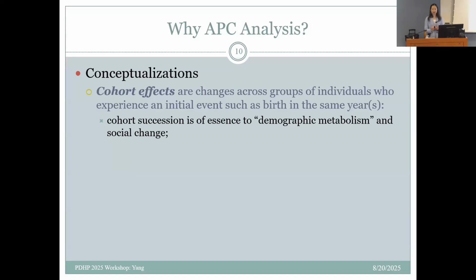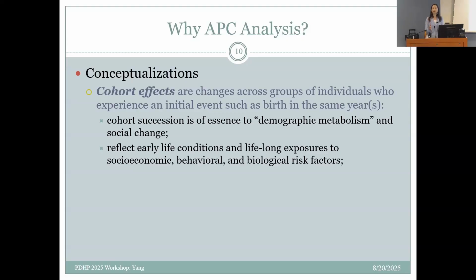When the cohort is defined by birth, cohort succession, the replacement of each cohort across time, is then said to drive social change, and it's also termed underlying demographic metabolism: inflow into the population through fertility and exit from the population through mortality. So they reflect something different from both age and period effects. They reflect early life conditions and also lifelong continuous exposures to social, economic, behavioral, and biological risk factors.